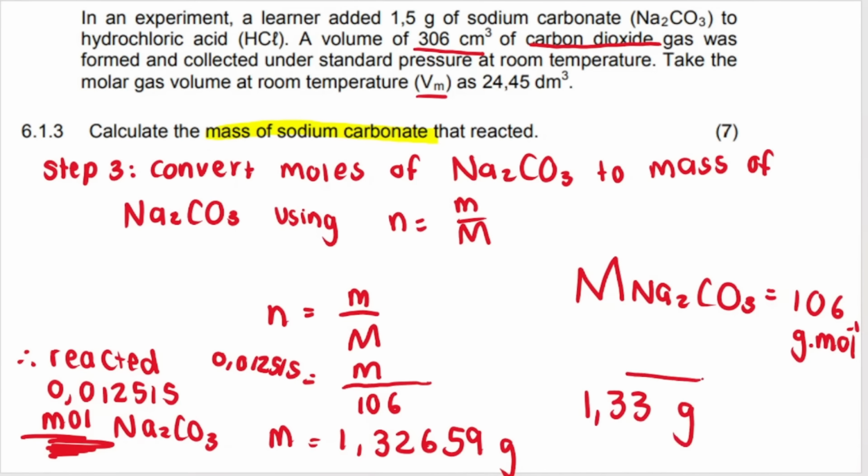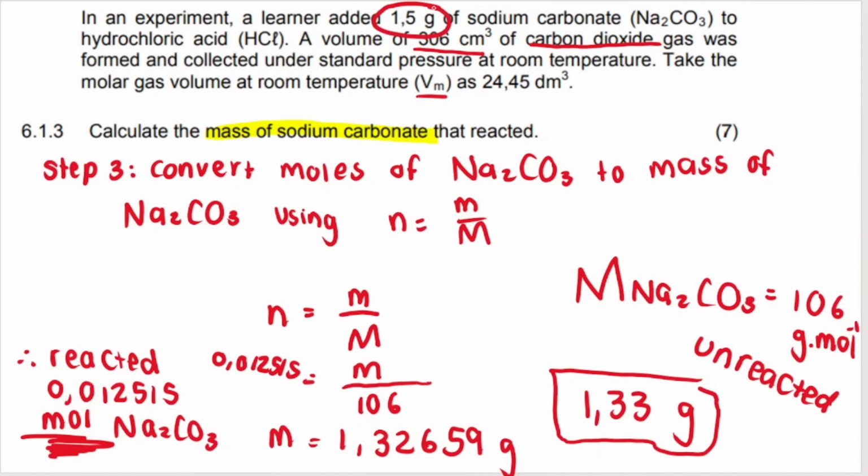1,33 grams. Now remember, the question said we started off with 1,5 grams, but we only used up 1,33 grams. And we figured that out from working backwards from our products, and that's how we do it. Now, the question could have taken it a step further, and they could have asked you for the unreacted mass. And all you would do is you would take the mass that you started with, so 1,5, and you would subtract the mass that reacted. And the difference would be the mass that did not react. So 1,33 grams is the mass that reacted.